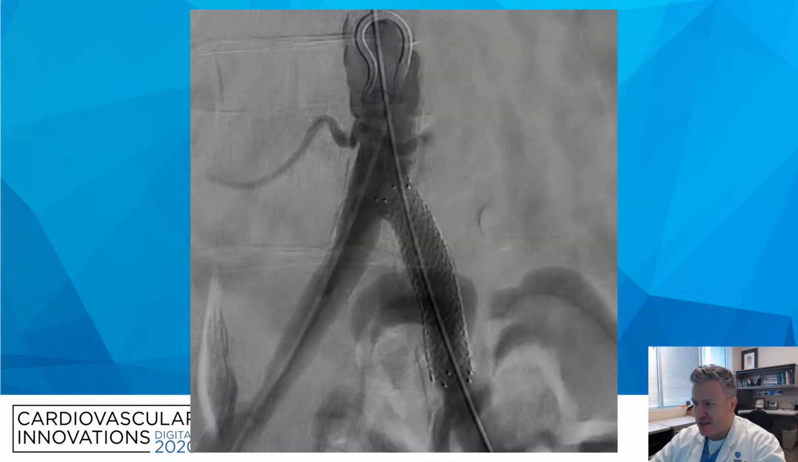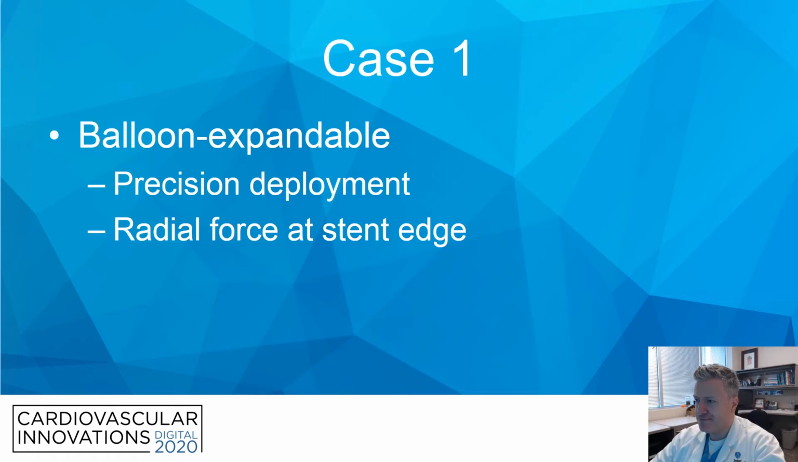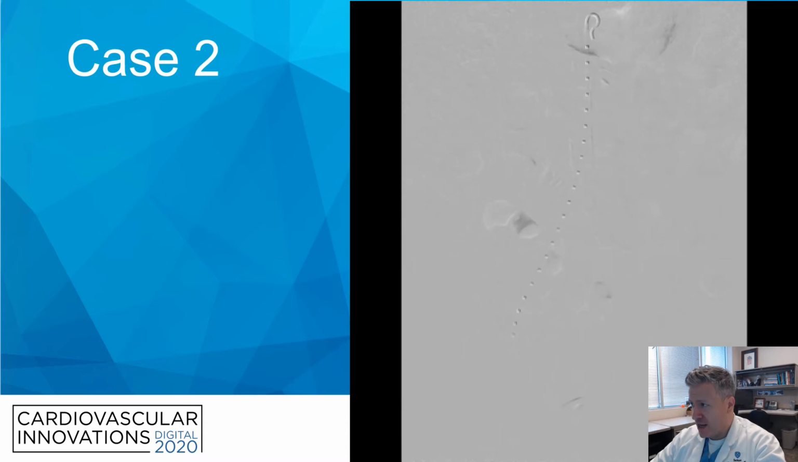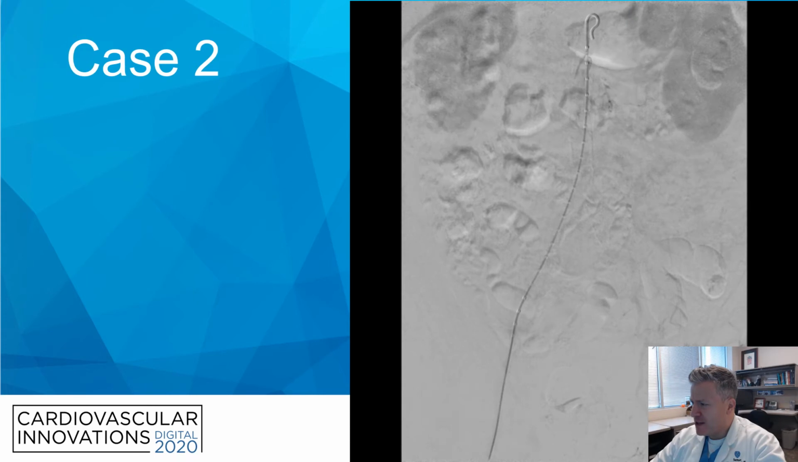We then deployed, and indeed there's a millimeter or a couple millimeters of overhang into the contralateral side, but a beautiful angiographic result on the common iliac artery without significant compromise to the other side really allowed us to place our device exactly where we needed it. And on the full aortoiliac angiography, a really excellent angiographic result. So a balloon expandable stent in this situation allowed for precision of deployment and allowed us effective radial force at the distal edge.